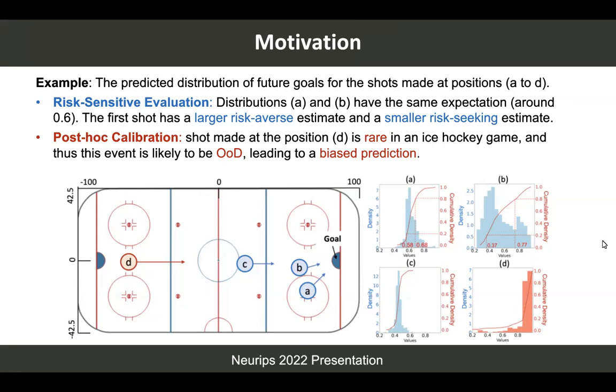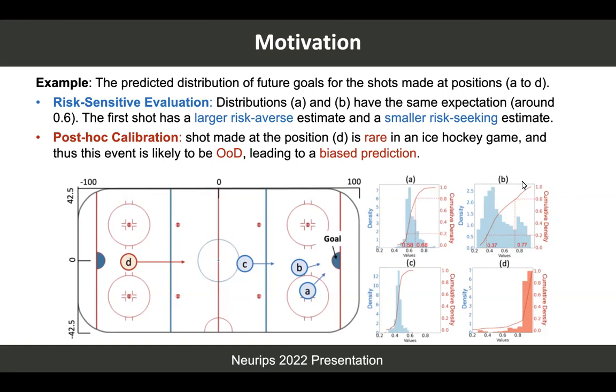If we plot the inverse CDF function from this value distribution, we could see that the shot action taken at location A is more risk averse than the shot action taken at location B. Why do I say that? Because if we check the 0.8 level quantile value, it's relatively smaller than the 0.8 level quantile value of the player taking the shot at location B.